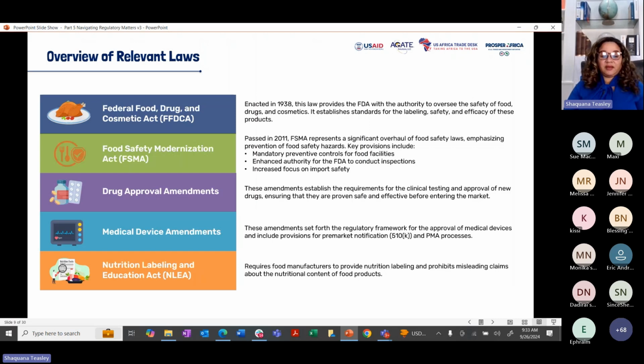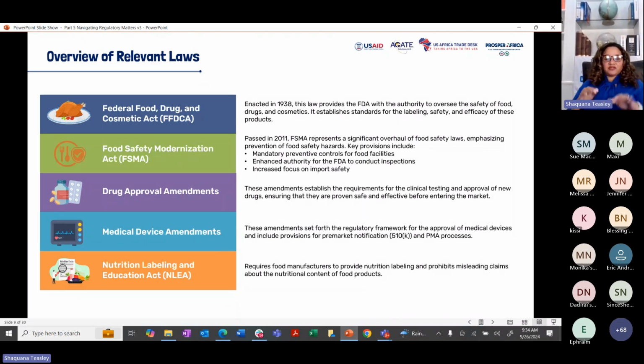Nutrition Labeling and Education Act is usually just called the NLEA. People generally do not say the whole thing out. This requires food manufacturers to provide nutrition labels and prohibits misleading claims about nutritional content for food products.